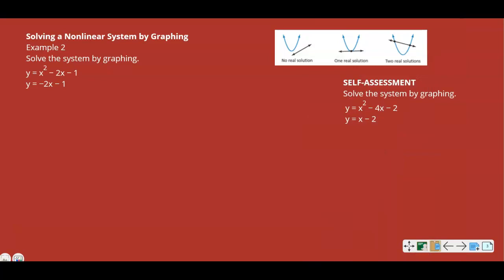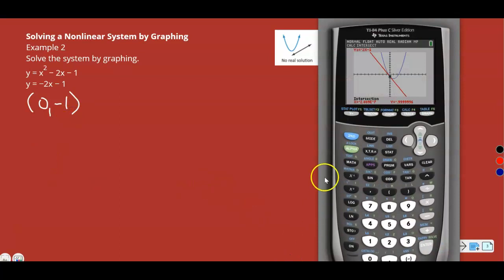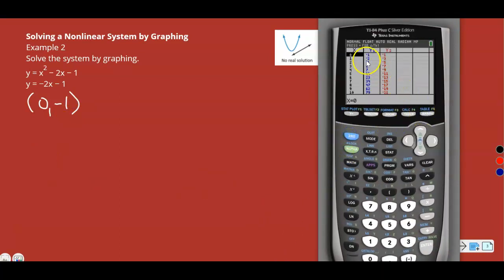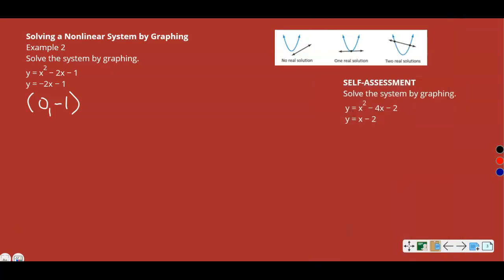And then we can plug that in to see if that is a solution. So we can say 0, negative 1. You also can go to your table of values if you want to check your table of values and see 0, -1 falls on both of those graphs. So 0, -1 would be the solution. But still, let's check it.